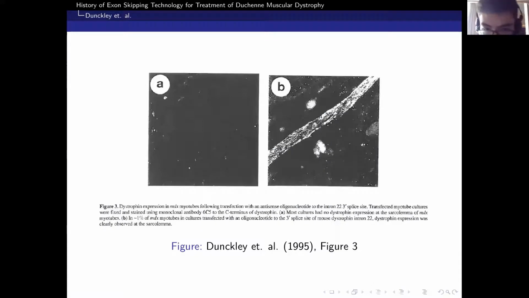And so here's an image that demonstrates the difference between dystrophin expression. So in B, we see that there is dystrophin expression in the approximately 1% of cultures described before. In A, this is the majority of the cultures, and you see that there is no dystrophin expression at the sarcolemma.